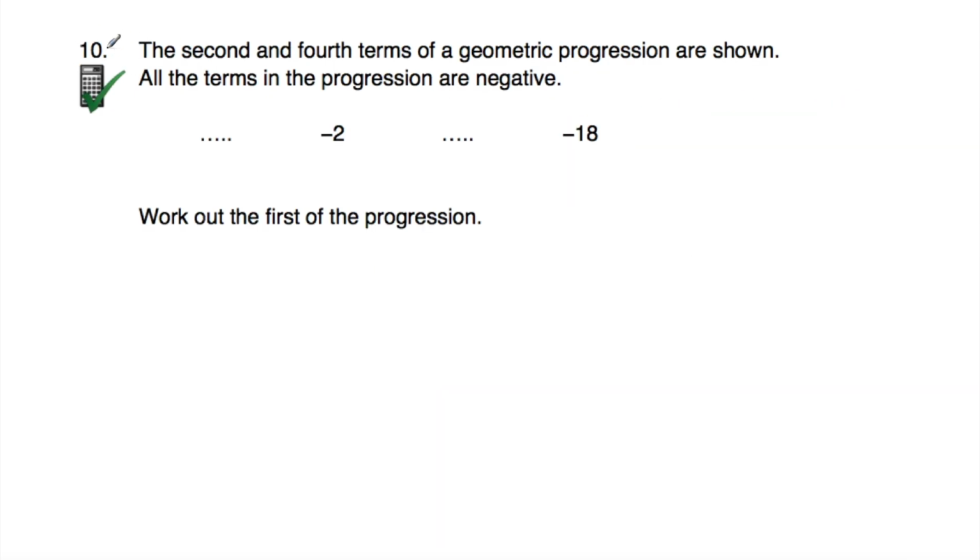Okay, so question number 10. Question number 10 is a calculator question. We're told the second term and the fourth term in the geometric progression are shown. So we've got the second term and the fourth term. We're told all the terms are negative, and we've been asked to work out the first term of the progression.